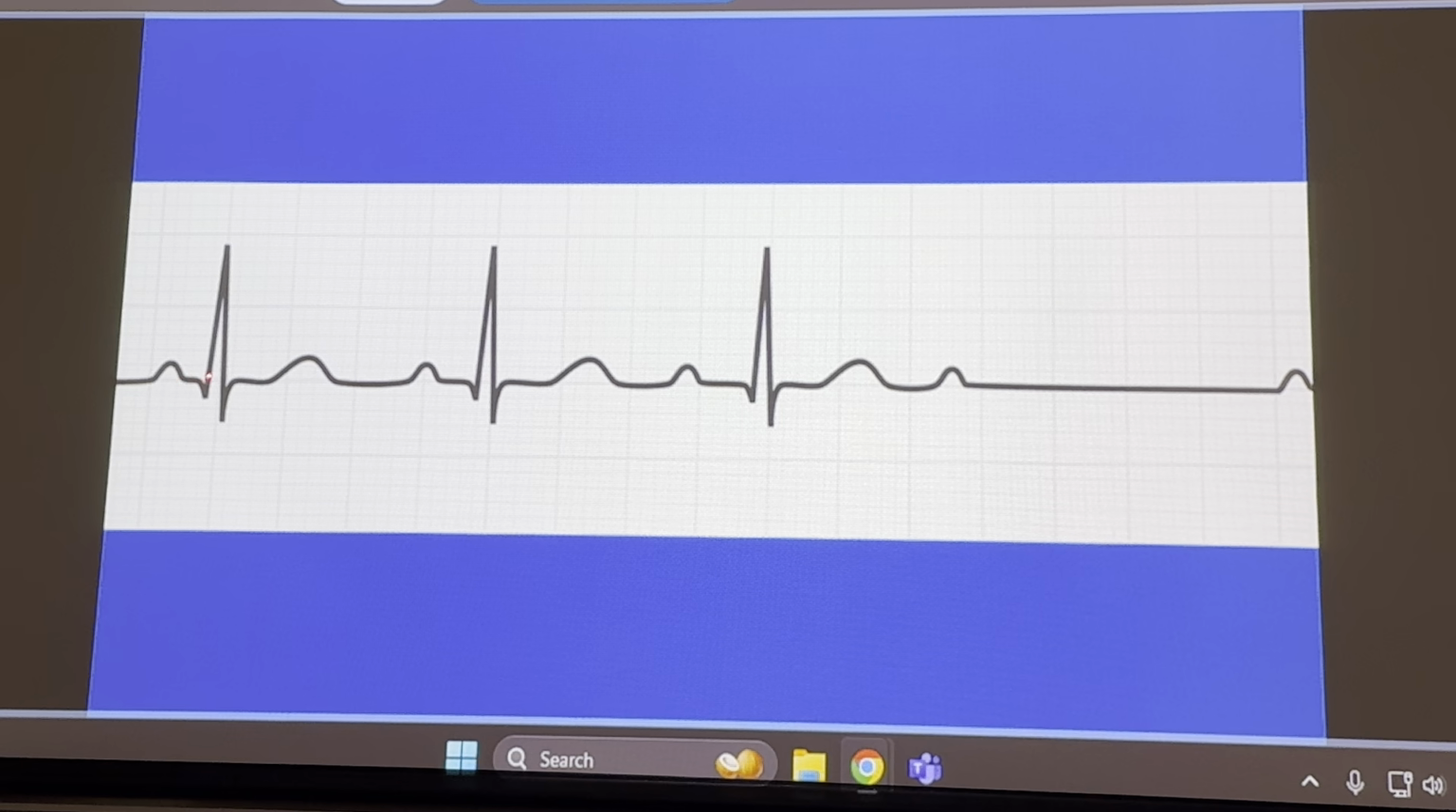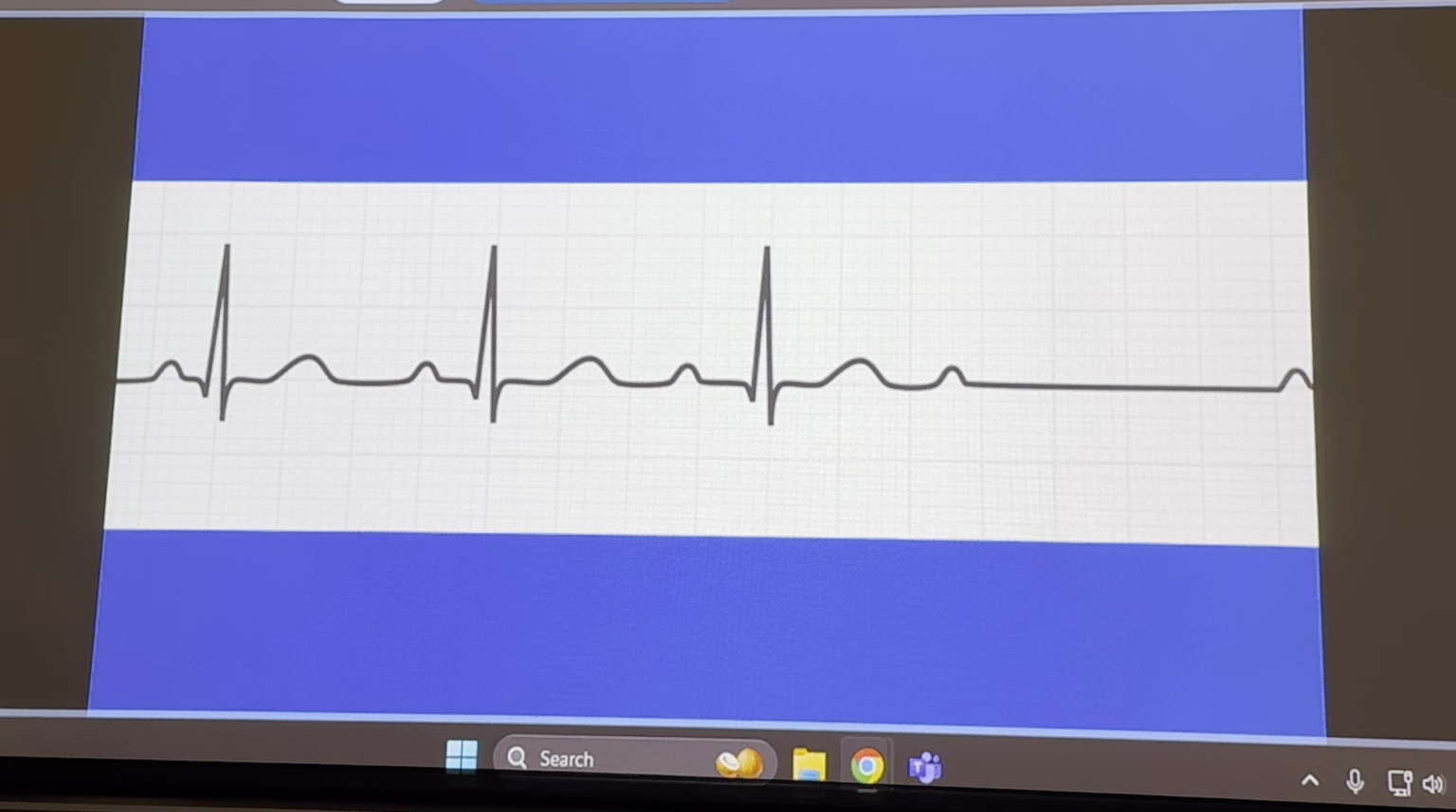So we start over here on this far left side. The PR interval looks pretty normal right here, and then it's getting a little bit longer, and then again a little bit longer. Then we have a P wave, but no QRS complex. So we have dropped that beat at the end there.